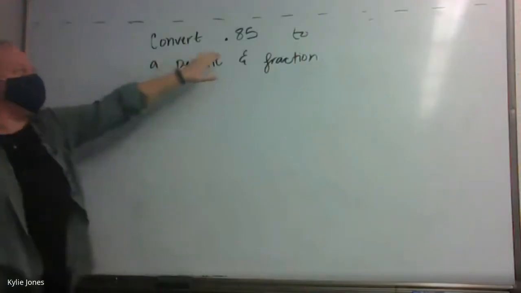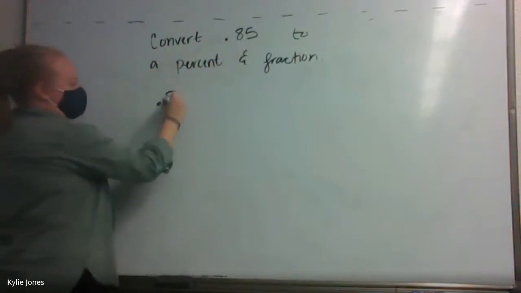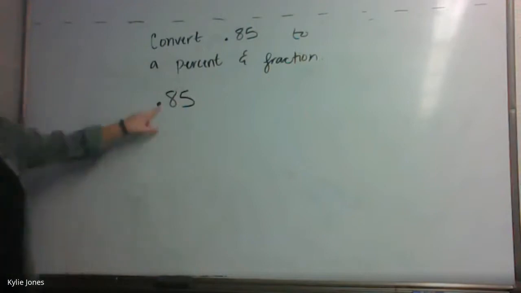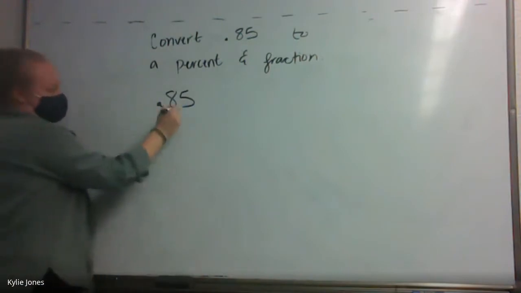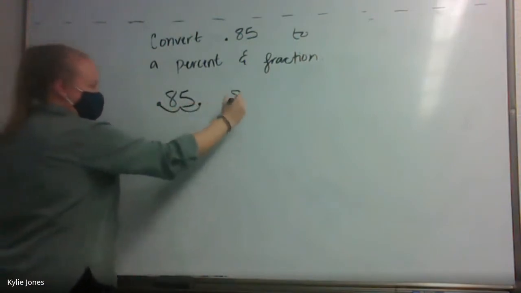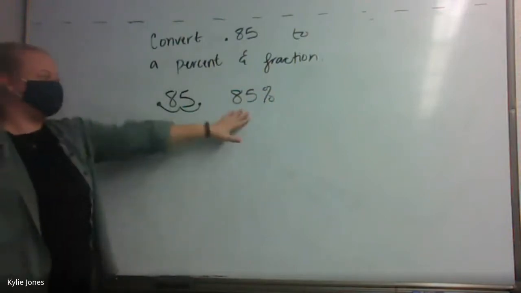Sorry. Okay. So let's start with taking 85 hundredths and making it a percent first. So we have 0.85. I need to take my decimal and move it twice, always twice, to the left or the right? To the right, twice. And you get 85%. So there's our percent.